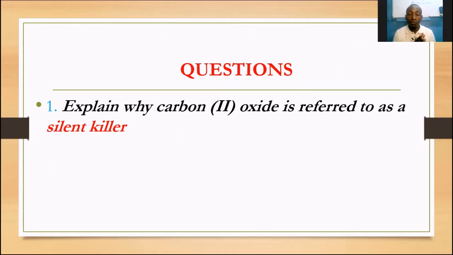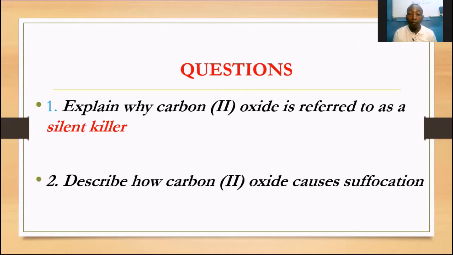Remember the biology part of it, which I don't need to explain, that ordinarily oxygen combines with the hemoglobin to form oxyhemoglobin, a very soluble substance that flows within the bloodstream. But carbon 2 oxide will combine with hemoglobin to form carboxyhemoglobin, a very stable compound, a solid within the bloodstream. And that is what causes suffocation, because there will be no supply of oxygen to the main organs of the body, to the whole body. Then the patient dies peacefully. I describe how carbon 2 oxide causes suffocation. Basically, that's what I've just said. But myself, I'm not a biologist. Go consult the biologist and they'll tell you more.